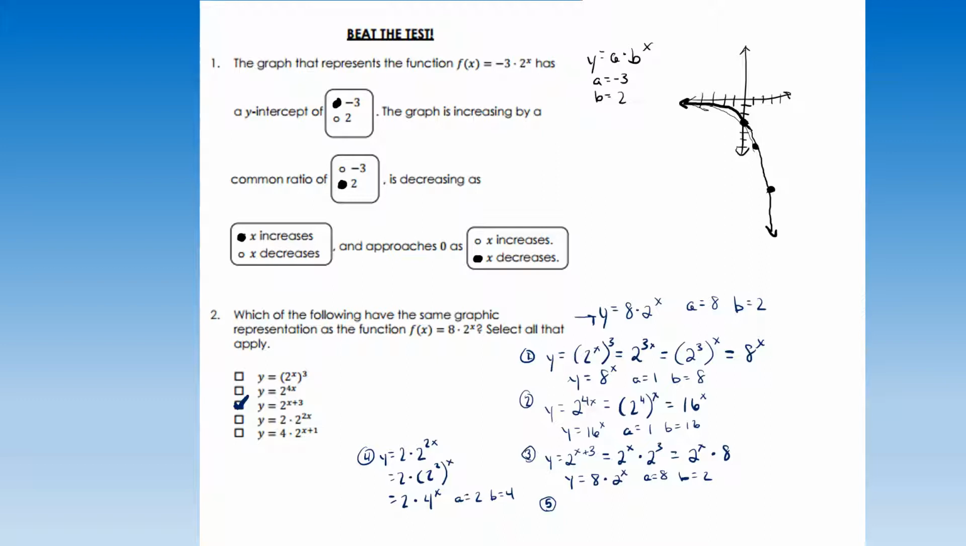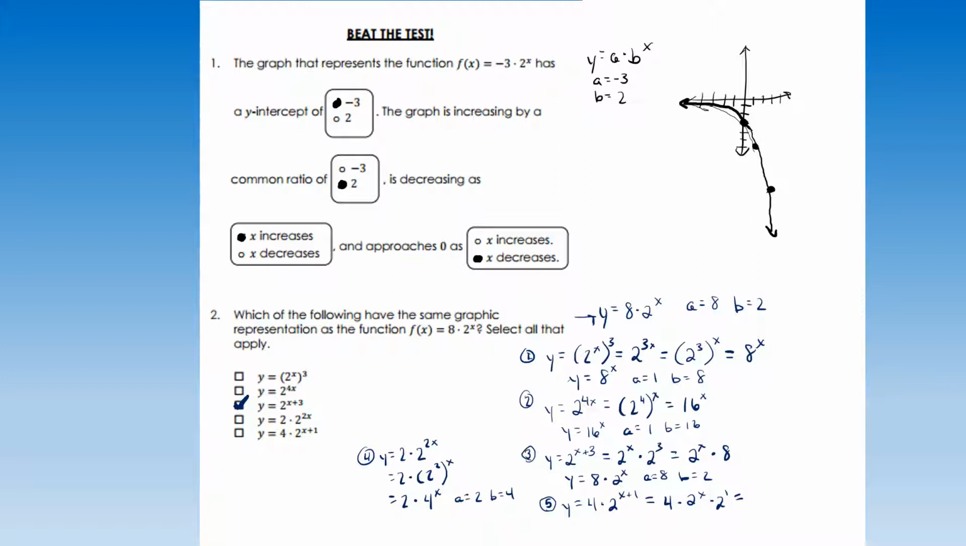All right, and now we've got one last one to check. y equals 4 times 2 to the x plus 1. Just like that third equation, since I'm adding the exponents, that means I must have had 4 times 2 to the x times 2 to the first. I must have had bases that were the same to add the exponents. Okay, so let's think about what we've got here. We've got 4 times 2 to the x times 2 to the first.